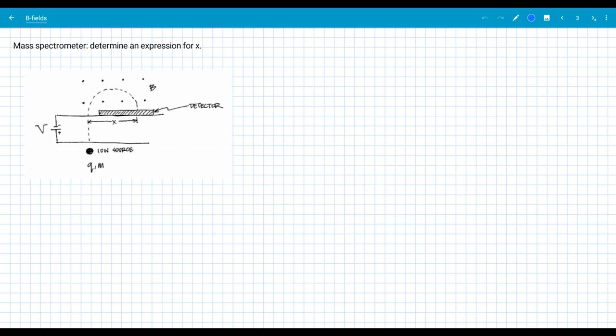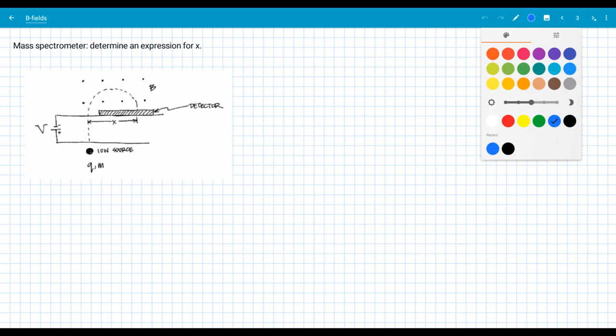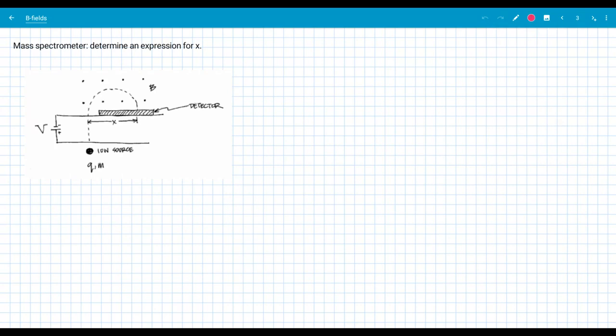Okay, in this problem we have a mass spectrometer, and I'm going to start just by talking you through the mass spectrometer first before we launch into the problem. In the written problem, there's a huge description. I decided not to rewrite that here.